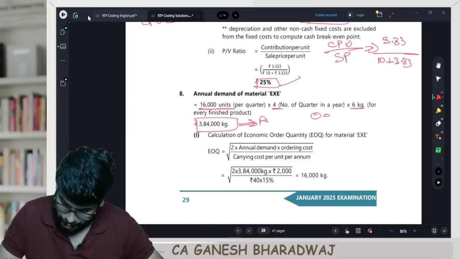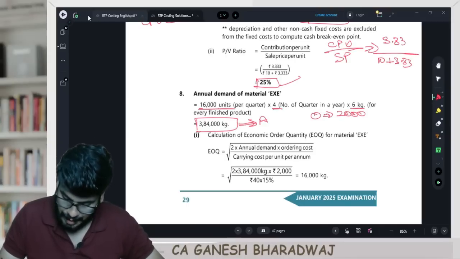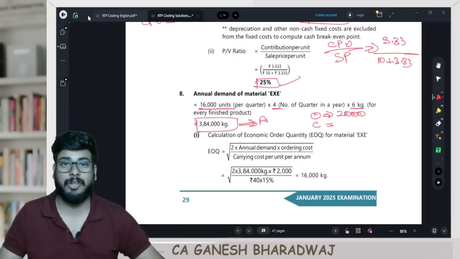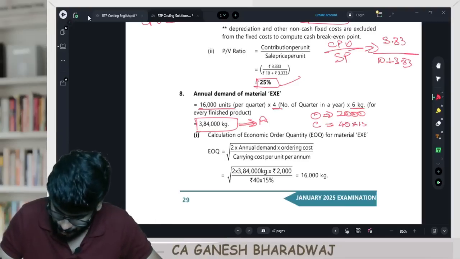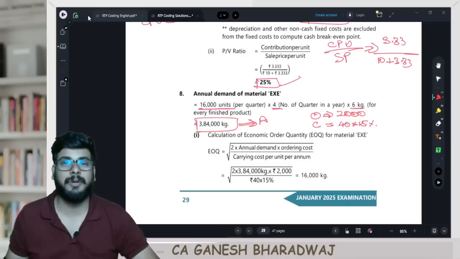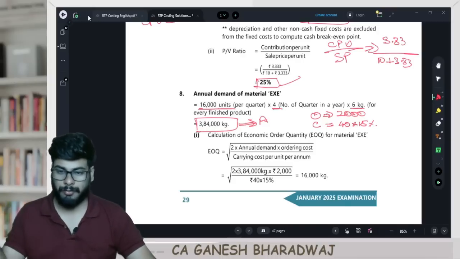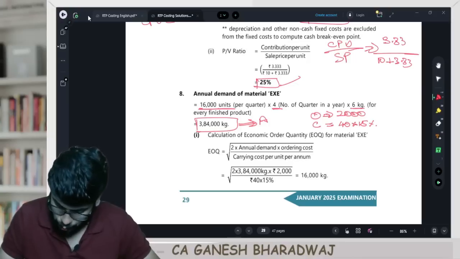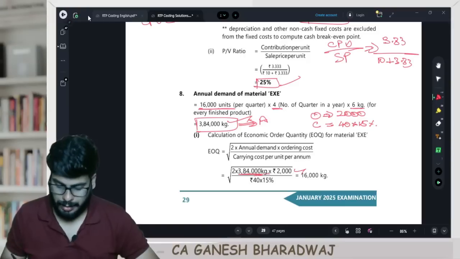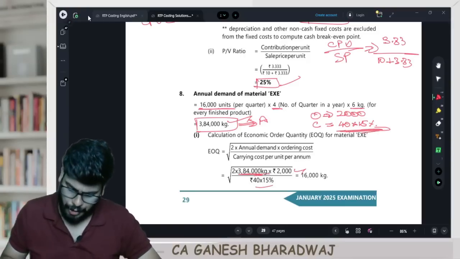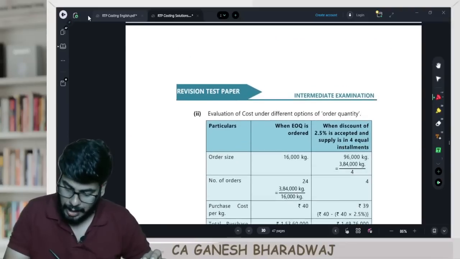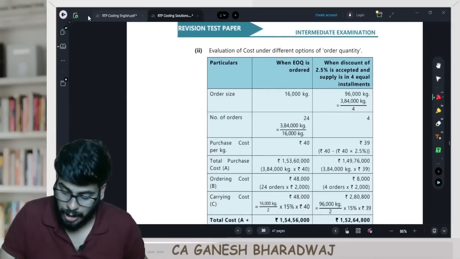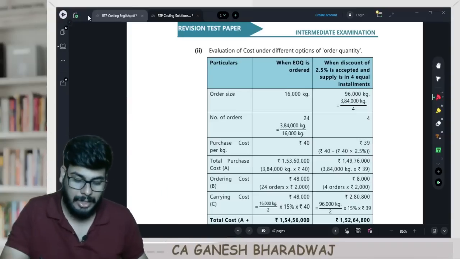Ordering cost per order, we saw it was how much? 2,000 rupees. And carrying cost per unit per annum is how much? It's going to be 15% on what? On 40 rupees. So 40 rupees into 15%, that's going to be your carrying cost per unit per annum. Right? So EOQ, the formula is root of 2AO by C. So root of 2 into A, which is 384,000, into O, 2000, divided by C, which is 40 into 15%. So you get an EOQ of how much? 16,000 kgs. Very simple. Now, what have they said? Evaluation of the cost under the different options. Now, they have asked the question.